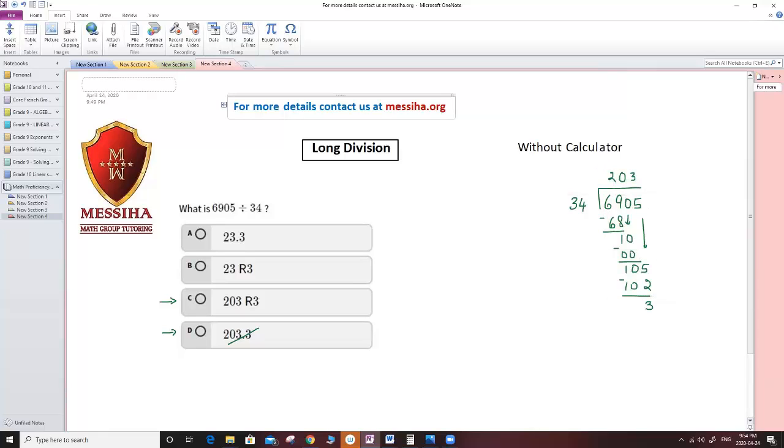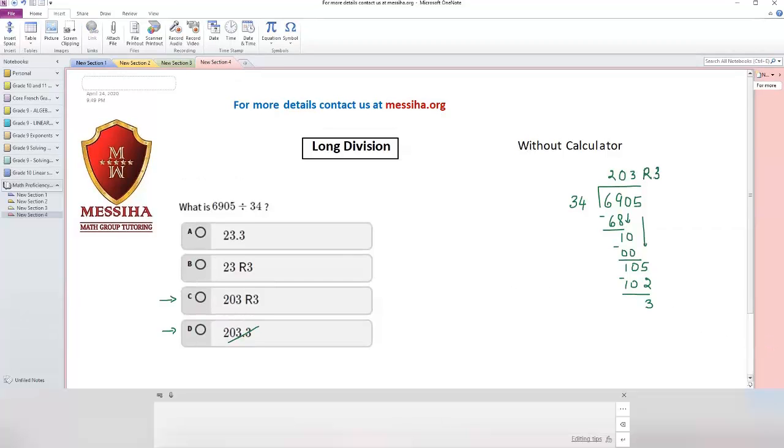So the final answer is clear: my final answer here is 203, remainder 3. And in this case, this is the right answer.